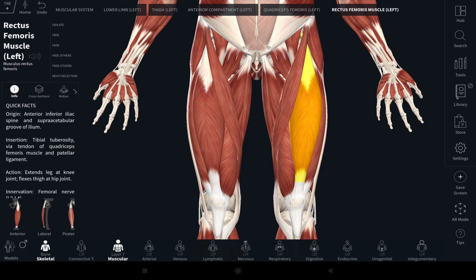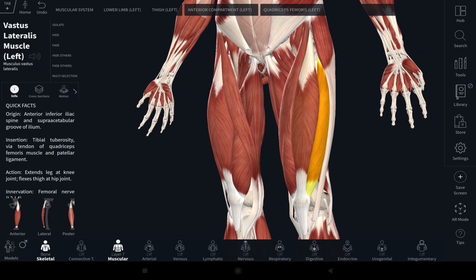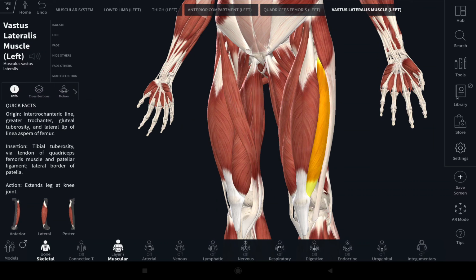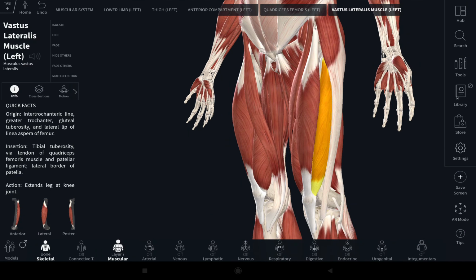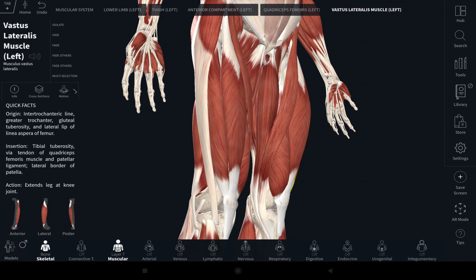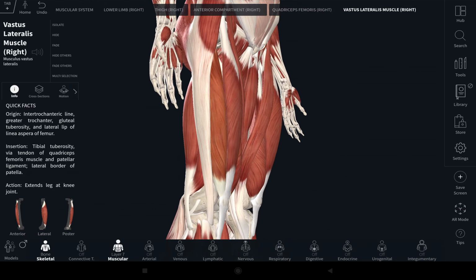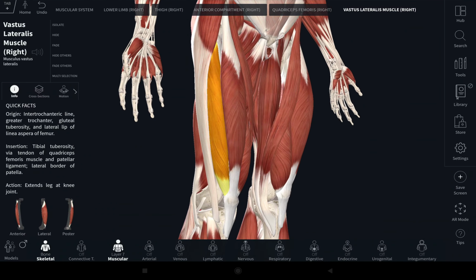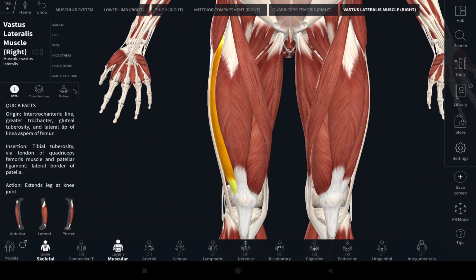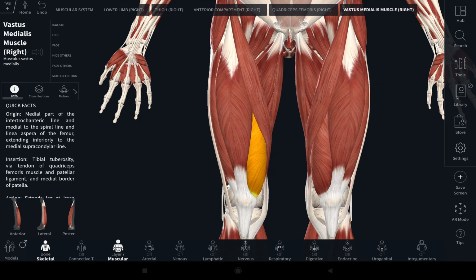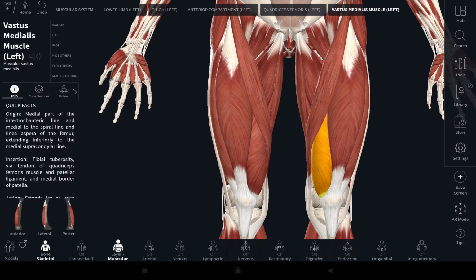Lateral to rectus femoris, there is a muscle which is the vastus lateralis muscle. This is the vastus lateralis muscle of right side, and medial to the rectus femoris, the name of the muscle is vastus medialis muscle. This is the vastus medialis muscle of right side, and this is the vastus medialis muscle of left side.